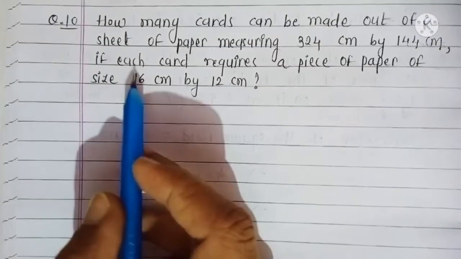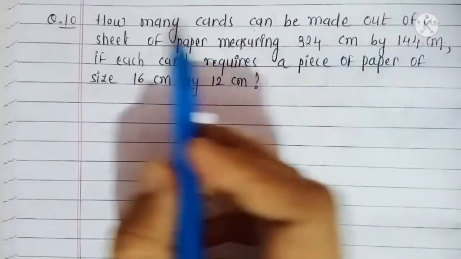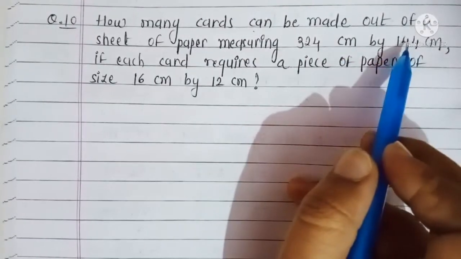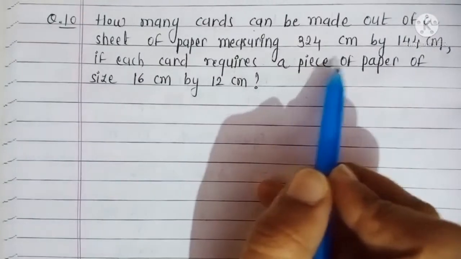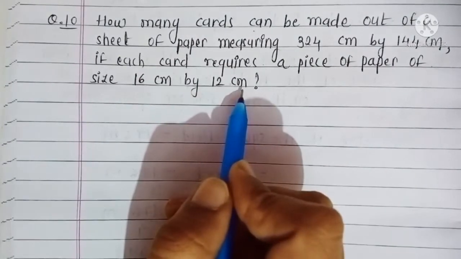Now we solve question number 10. How many cards can be made out of a sheet of paper measuring 324 cm by 144 cm? If each card requires a piece of paper of size 16 cm by 12 cm.